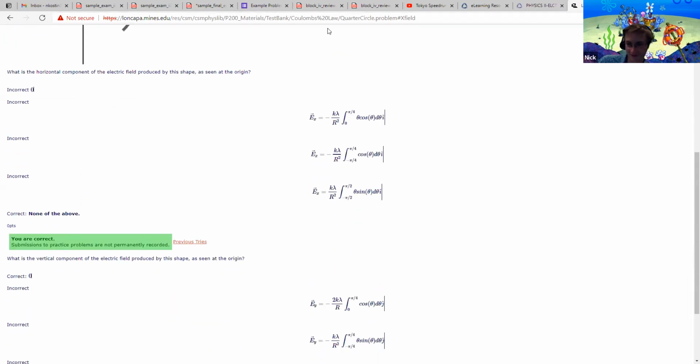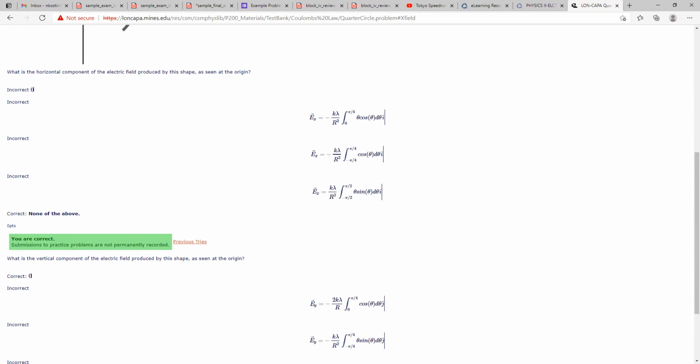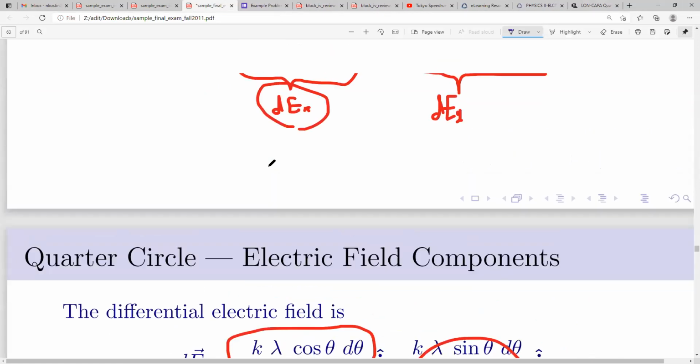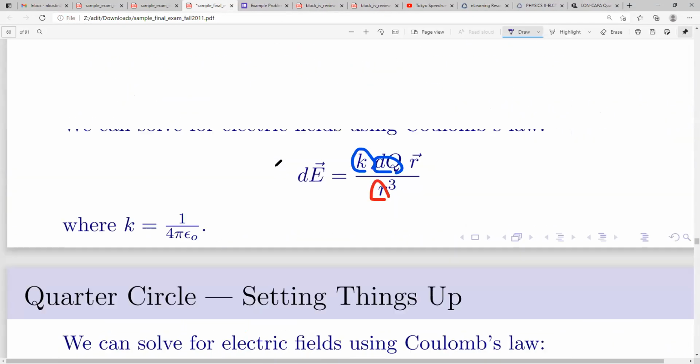There's the solution. Any questions there? This might be a very simple circle question, but could you go over how we changed dq in the super original dE equation to lambda r d theta? For sure.